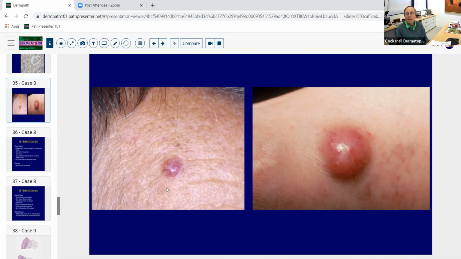These lesions look like a lymphoma. Sometimes they get sent in to us as rule out basal cell. You could see why somebody might think that's a basal cell here.